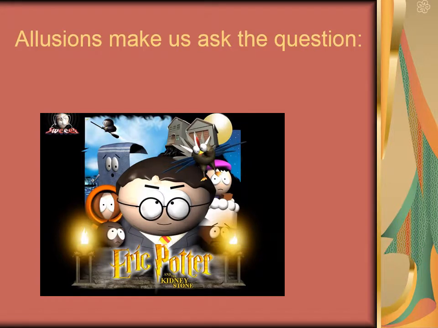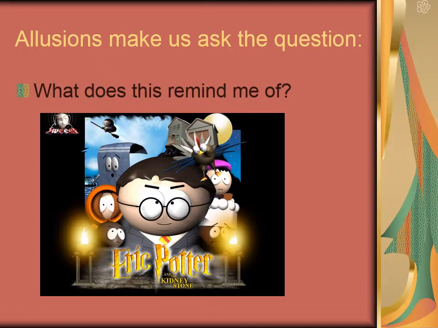An allusion is when a writer makes a reference to a well-known or familiar topic, event, or work of art, and we ask ourselves, what does this remind me of? In the picture, we can see the well-known cartoon South Park. It can involve a person, an event, an allusion to a historical event, or the Harry Potter series, by incorporating the design of Harry Potter into South Park.